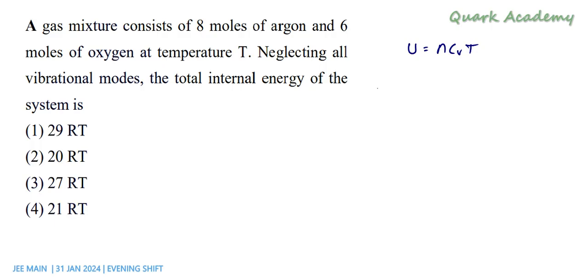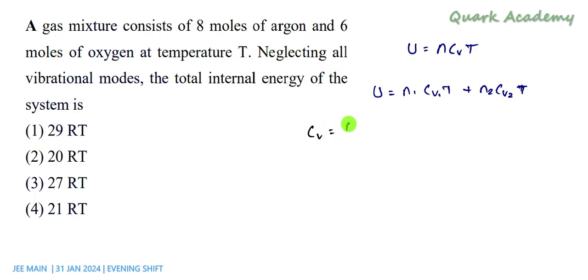Since we have two gases, the total internal energy we can write like this: n1Cv1T plus n2Cv2T. So here the main task is to find the Cv1 and Cv2 for the gases argon and oxygen. Argon is an inert gas. It is monoatomic and it will have only 3 degrees of freedom.